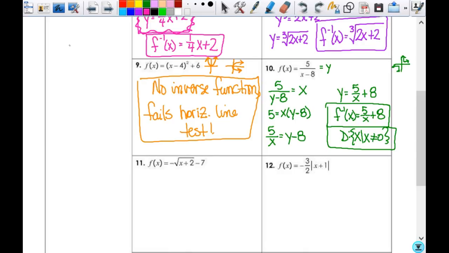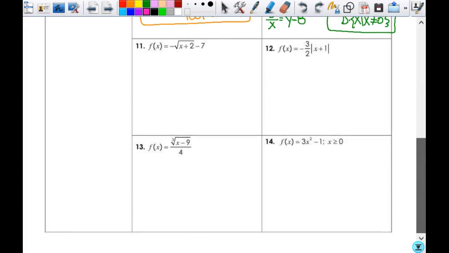Okay, so now let's look at 11. This is a square root function, so my parent function looks something like this. It passes the vertical and horizontal line test, so it is 1-to-1. Set this equal to y and exchange my x's and y's. So we get negative square root of y plus 2, minus 7, equals x.